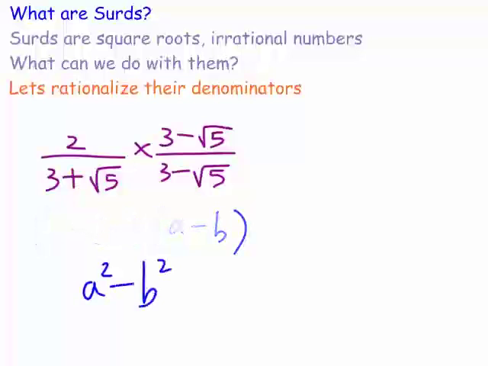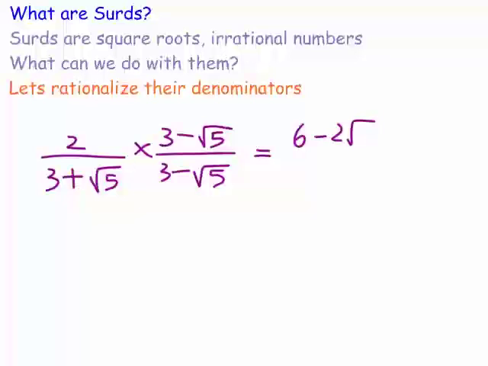And obviously, if a and b are both surds, then that would turn into a rational number. So we just go ahead and do this one now. Okay, so we'll get 2 lots of, let's have a look, 2 times 3 is 6 minus 2 root 5.